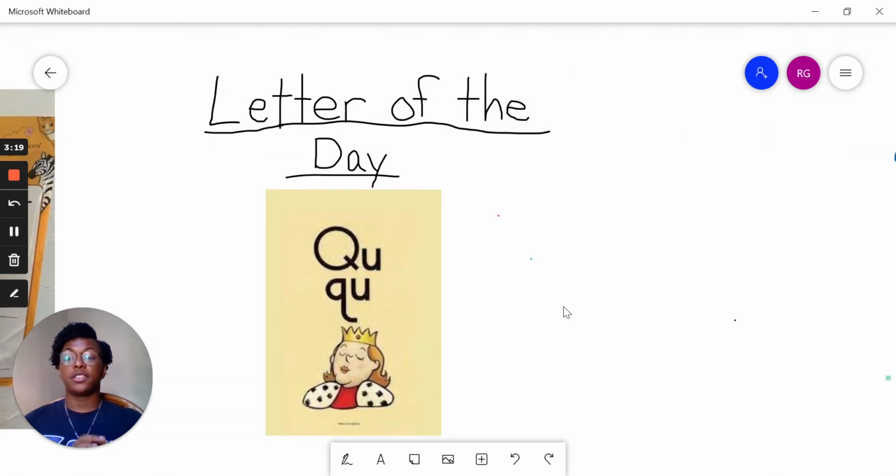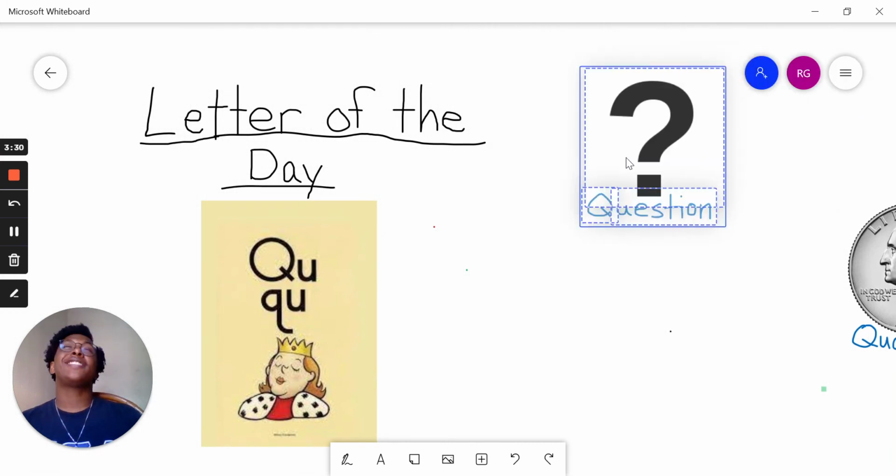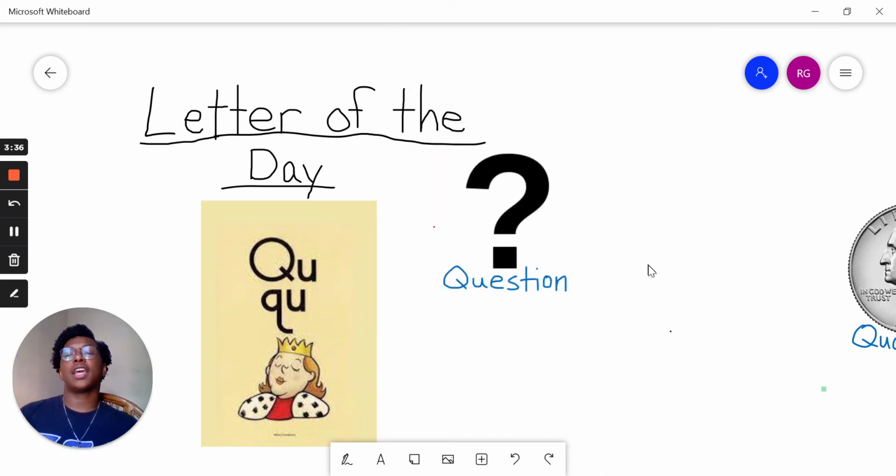Now let's look at some other words that begin with the letter Q and have its buddy U afterwards. The first picture that we're going to look at is of a question mark. We use this when we are asking a question in a sentence. Everyone say Q-U, question, qu. One more time, Q-U, question, qu.